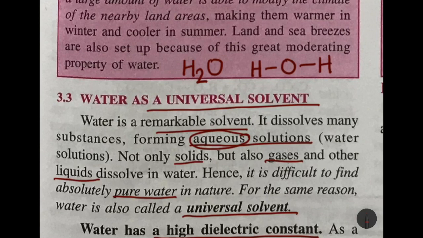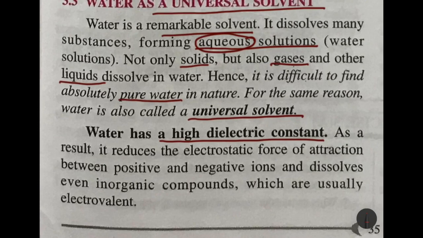So this large dielectric constant means that substances whose molecules contain an ionic bond, I just told you about sodium chloride, have an ionic bond between them. Sodium is positive and chlorine is negative. So what type of bond is between sodium and chlorine? Ionic bond is between them. So this will dissolve in water.